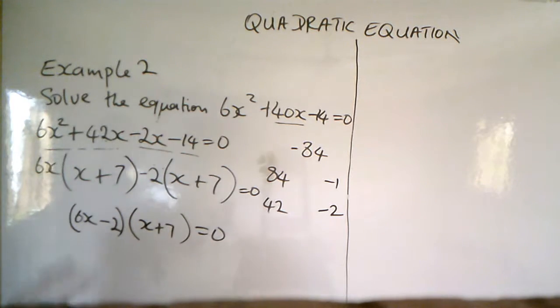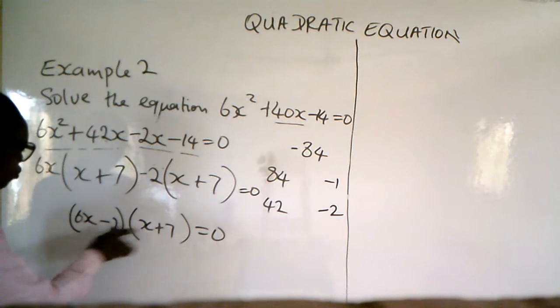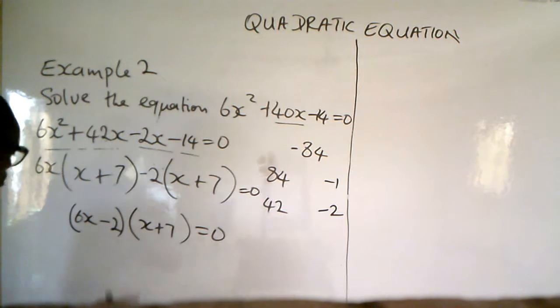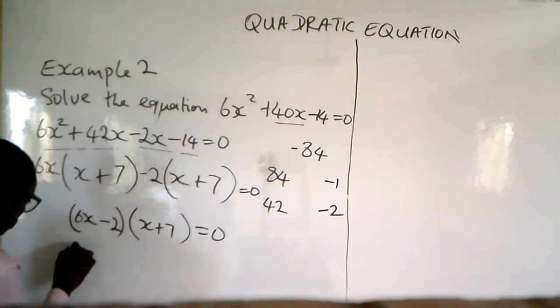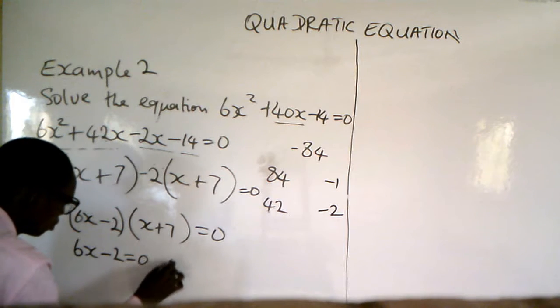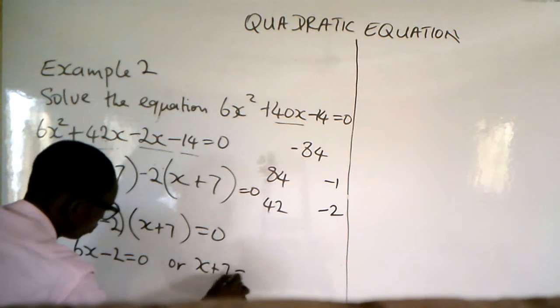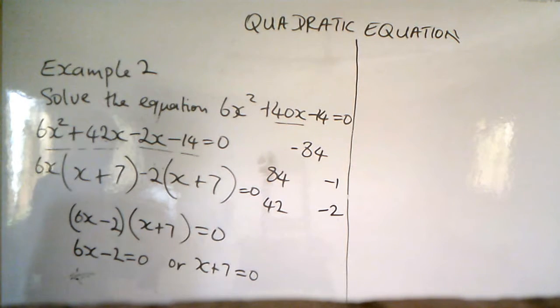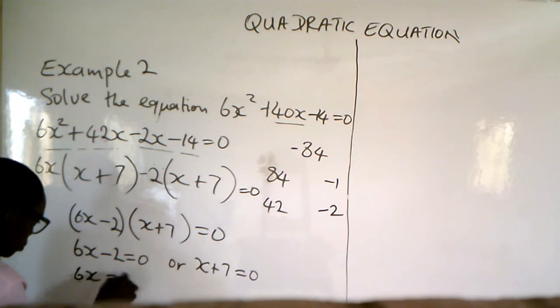So the interpretation is now 6x minus 2 equals 0, or x plus 7 equals 0. If 6x minus 2 is equal to 0, it means that 6x equals 2.